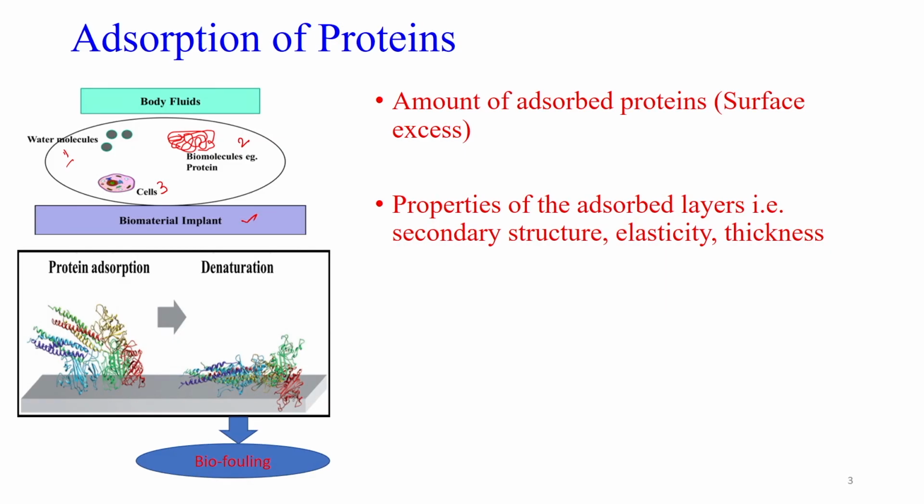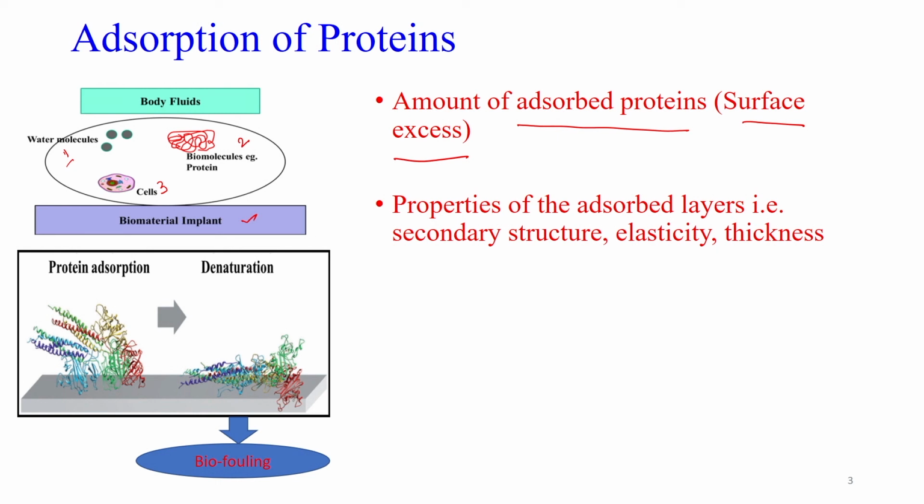As we know, the function of a protein is totally dependent on its native or folded structure. So, if the protein is unfolded or even denatured, its functions will be lost. So, if there is protein adsorption, we first have to analyze the amount of adsorbed protein, also called the surface excess, meaning how much protein is present on the surface.